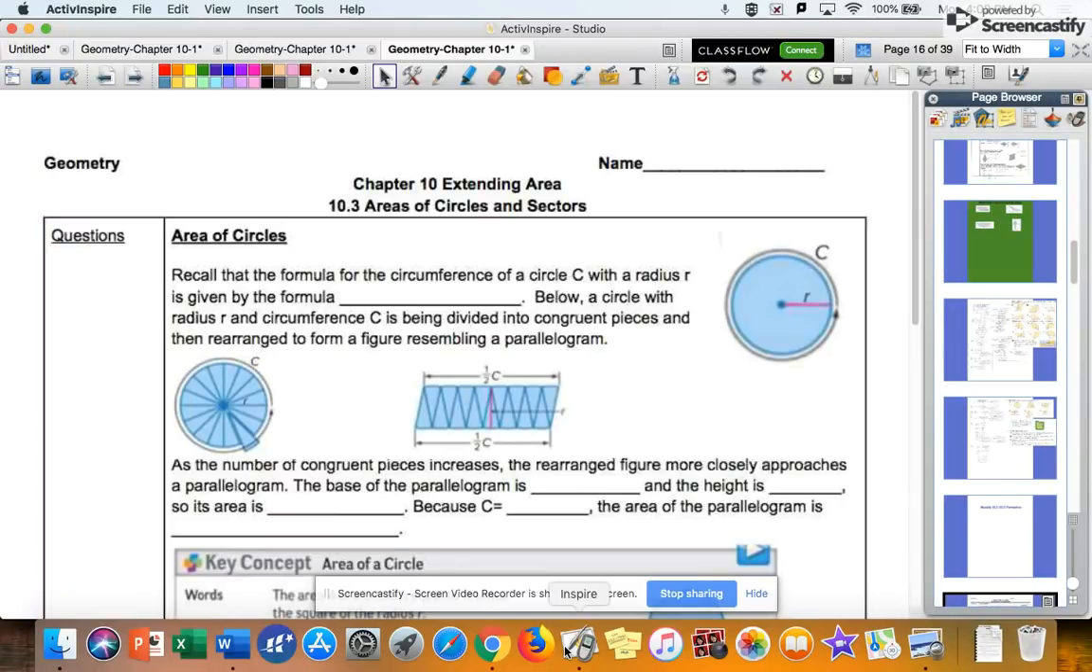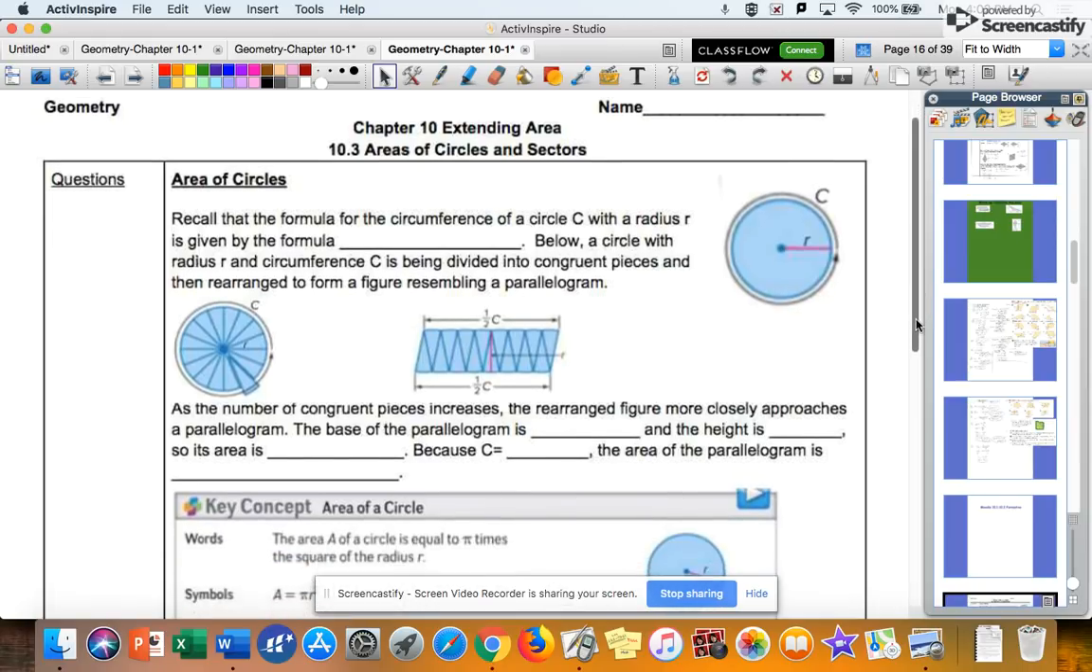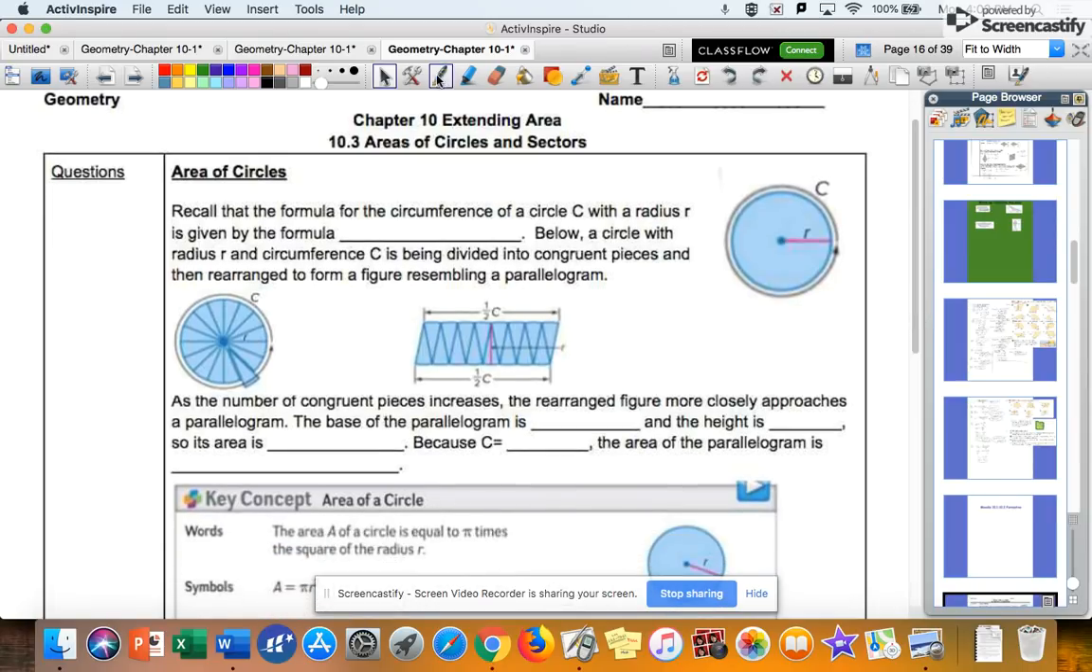All right, so here we are with the next section, 10.3 areas of circles and sectors. So we've talked about circles quite a bit lately in our previous unit. Now we're going to look at area.